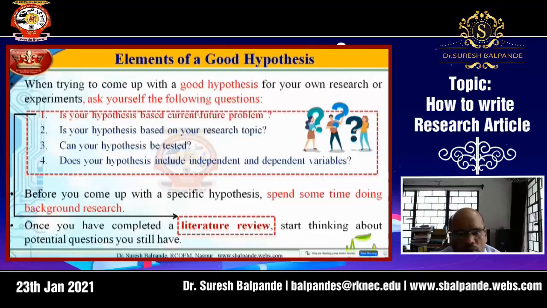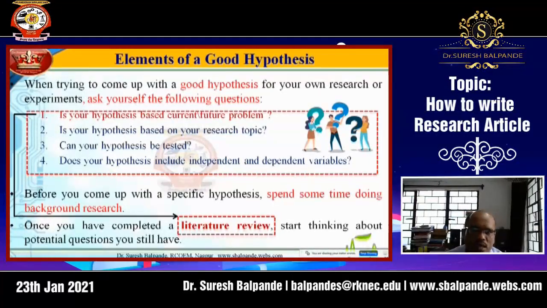Now, first of all, while framing a good hypothesis, meaning the title of your project, the title of your research work, or the question, you can say, before coming to this good hypothesis, you should ask these 4 questions to yourself, and then only proceed. First question: is your hypothesis based on a current or future problem? That information you'll get from the literature review, the literature survey. Anyhow, I'll take a few examples of literature survey, how to do it, later on.